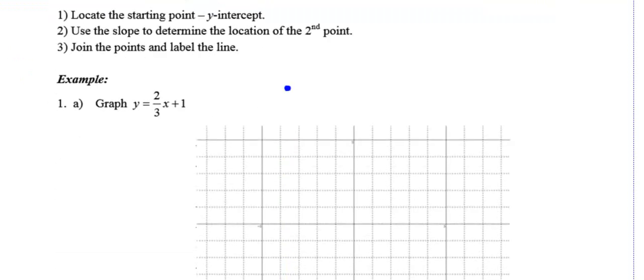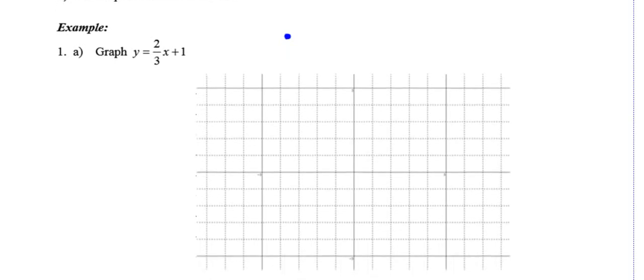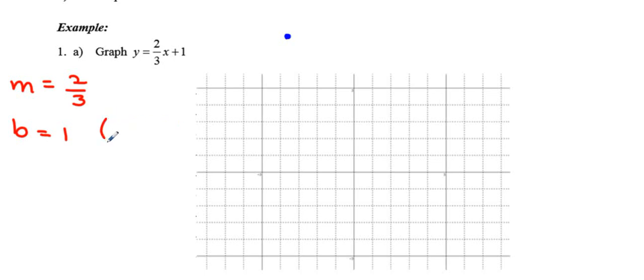Here's an example. You want to graph y equals 2/3 x plus 1. Well, we all know then that the slope, the m, is 2/3, and the b, the y-intercept, is 1. So I'm going to start by plotting the y-intercept. So that's the point 0, 1. And it's just on the y-axis, right? So there's the origin, and I'm going to go up 1. So that's one of my points on my line.